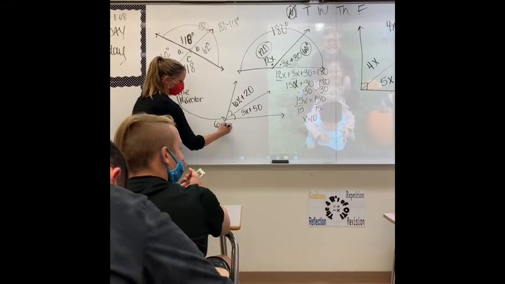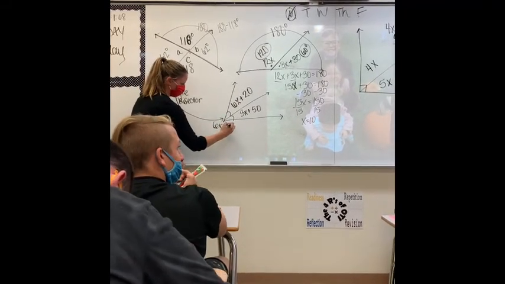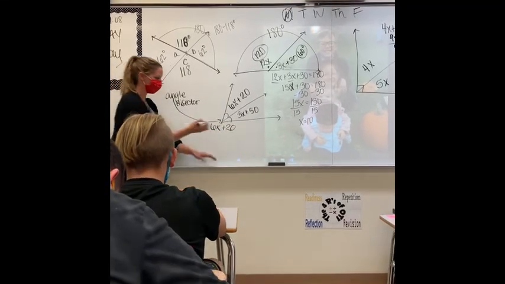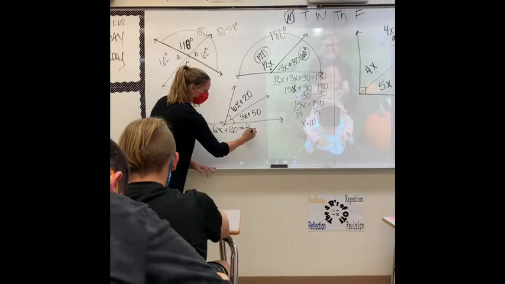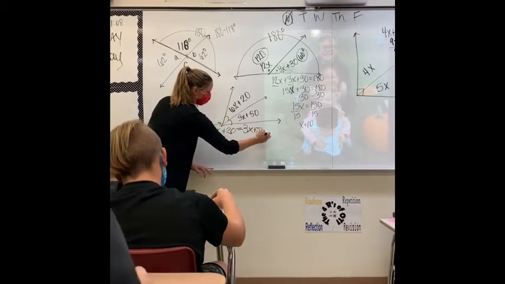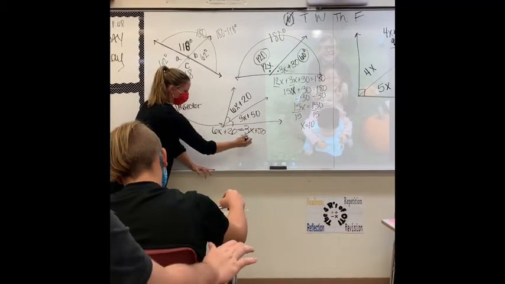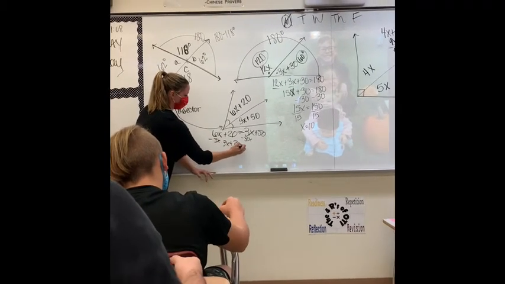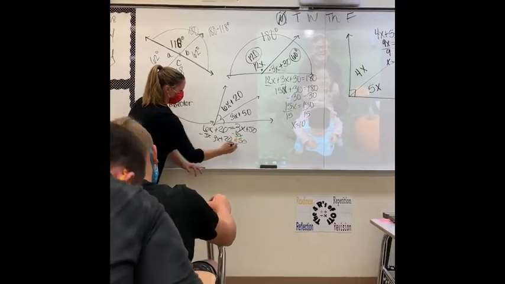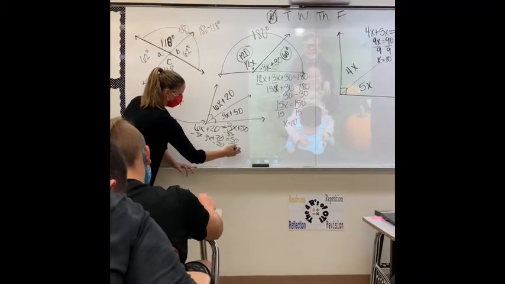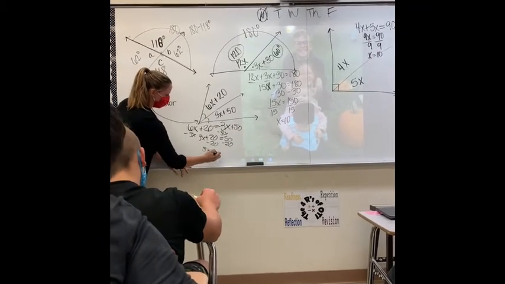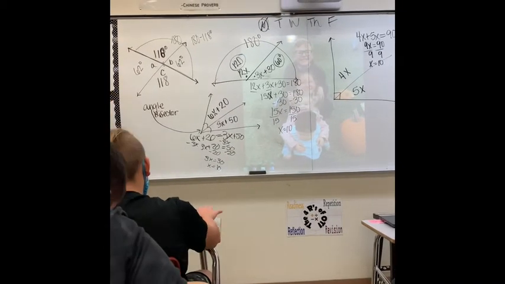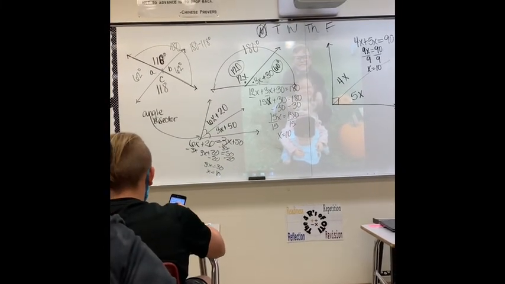So 3x plus 50 equals 6x plus 20. You can do it either way. So now we solve. x is equal to 10. And no, not every x on your quiz will be 10.